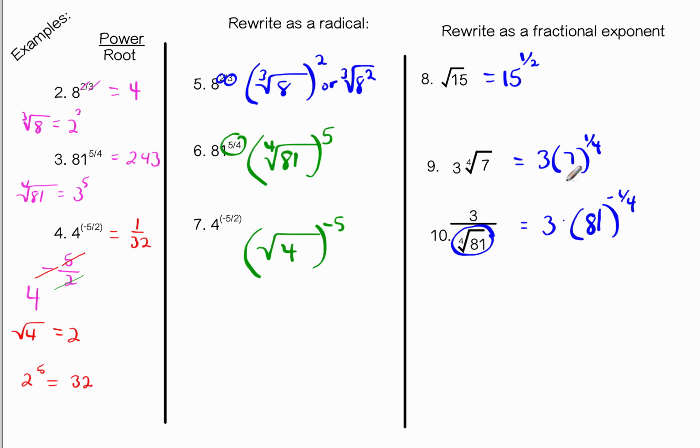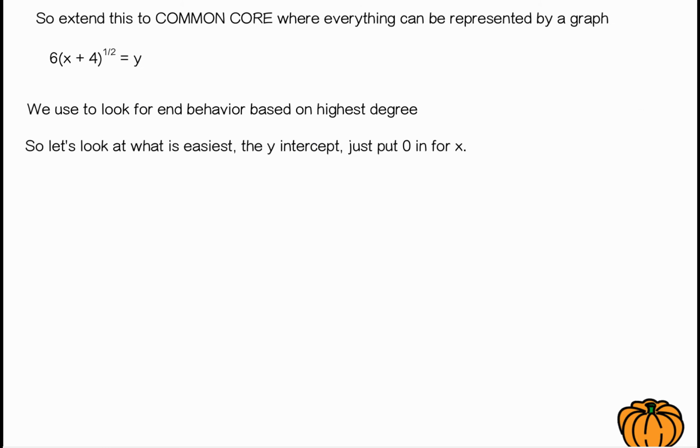in the numerator. So remember, everything in Common Core, they want to represent it by a graph. So what happens if we start putting fractional exponents? What does our graph do? So right here we have, amazingly, an equation with a fractional exponent. Well, everything you've learned about graphs still holds true.